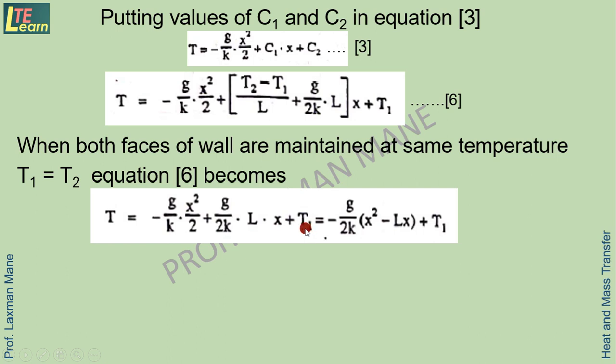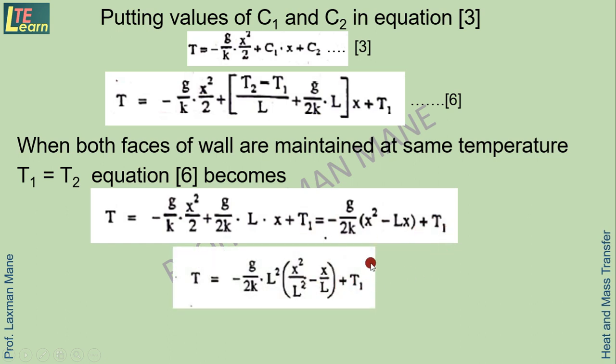Again simplifying, we find this equation. If we take this g by 2k common from these two terms, so we have here minus g by 2k into x square minus Lx plus this t1 as it is. Then with further simplification, we have taken L square common from this bracket. So inside the bracket, this is the arrangement that we get when we take L square as common.